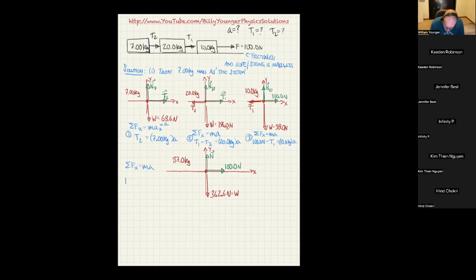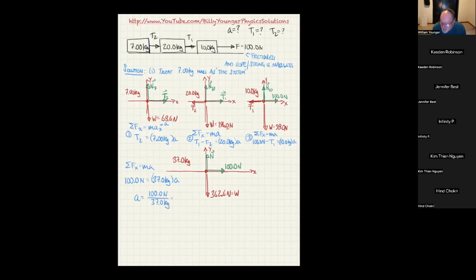In this case, I'm going to get 100.0 newtons is equal to 37.0 kilograms times A. And I think you can now see why I wanted to do that, because now I can get A and then plug it in one by one in those other equations and make everything nice and easy. So A is going to turn out to be 100.0 newtons divided by 37.0 kilograms.